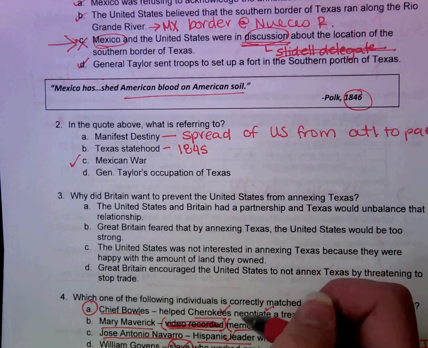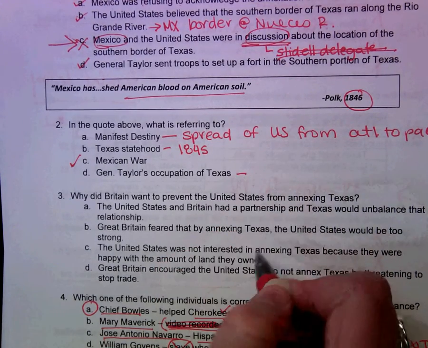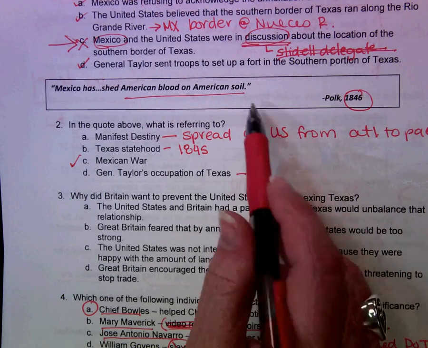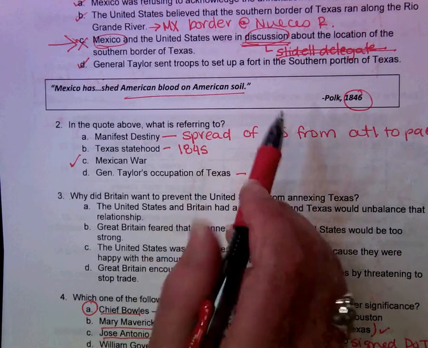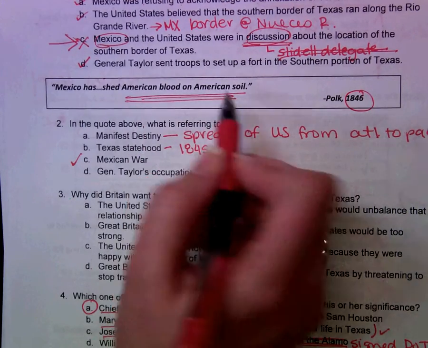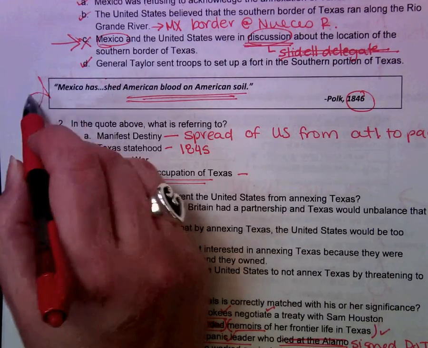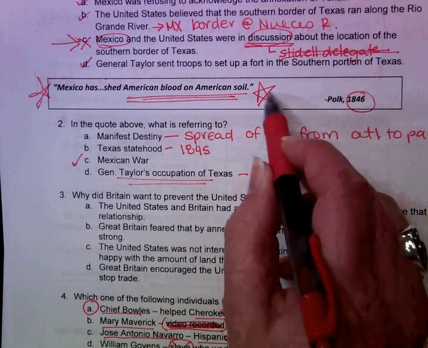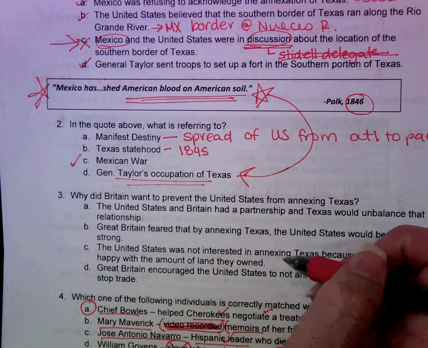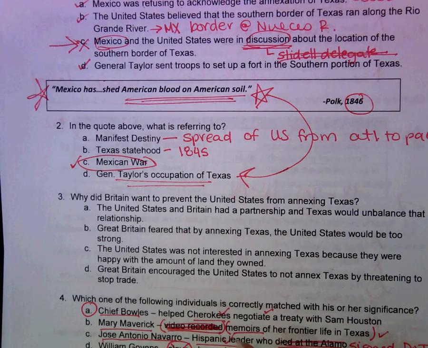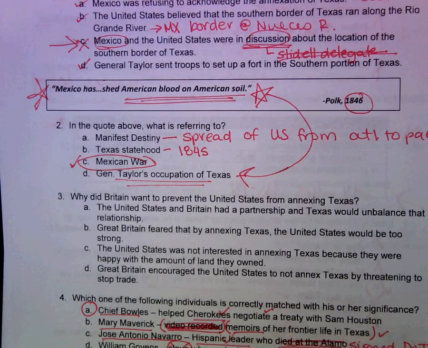See the dates? General Taylor's occupation of Texas. Well, I can see how you could argue that because the blood that was spilled was because of General Taylor's occupation of Texas. But does this quote refer only and directly to the occupation? No. It's how President Polk convinced Congress to start the Mexican War. Okay?